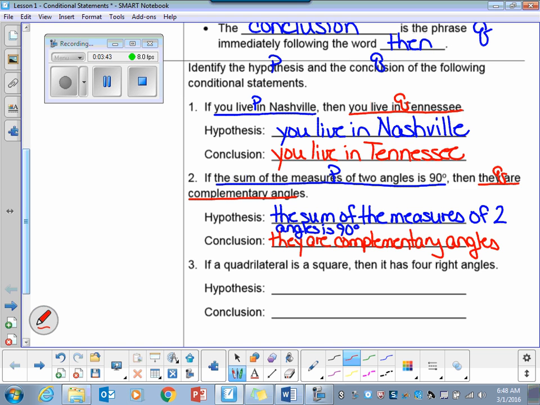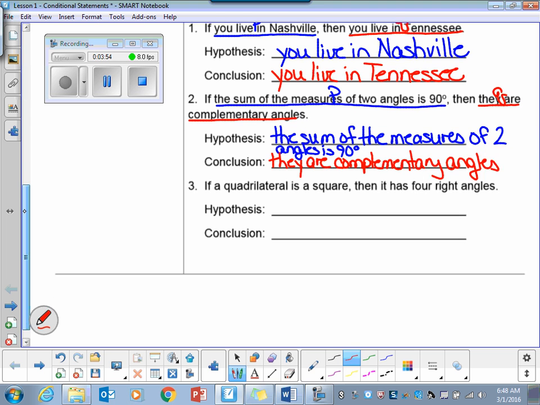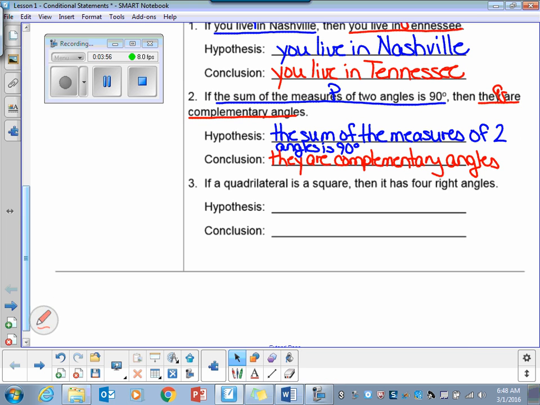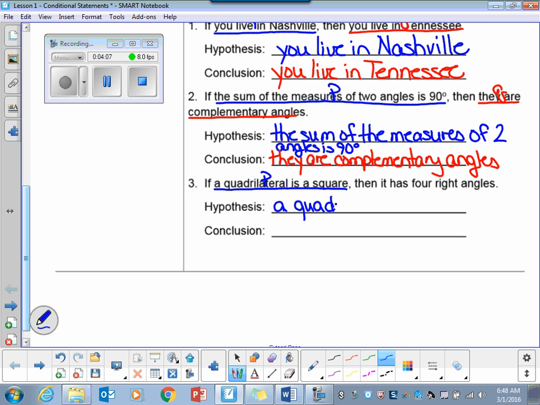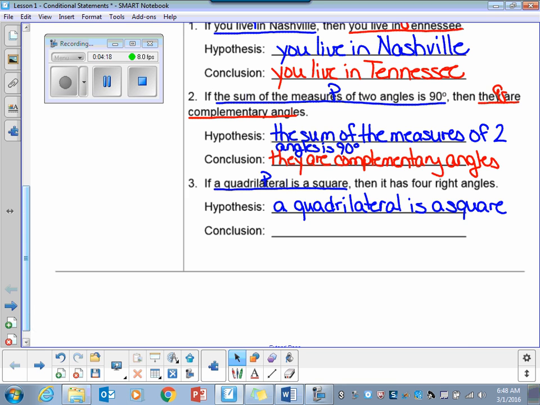There's going to be a lot of writing in this unit, a lot of sentences. That's something you've just got to get used to. Again, when we identify the hypothesis and the conclusion, we don't include the words if or then. So if a quadrilateral is a square, that's our hypothesis. Quadrilateral, by the way, means a four-sided shape. Then it has 4 right angles. That's our conclusion.